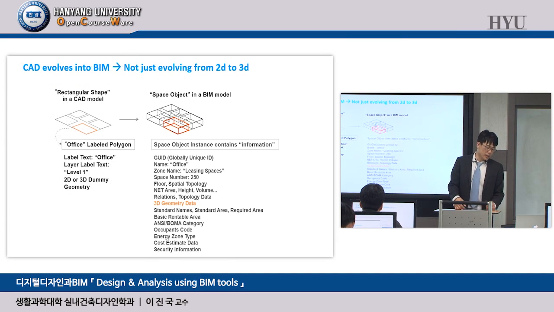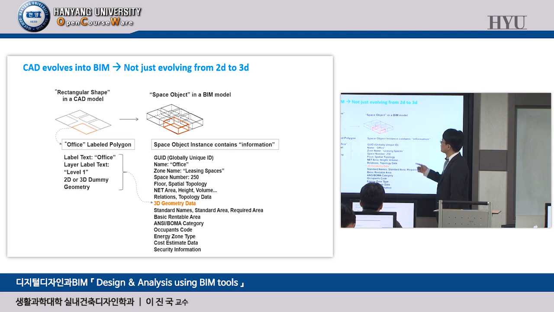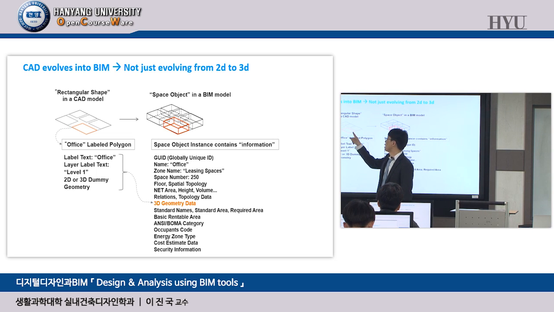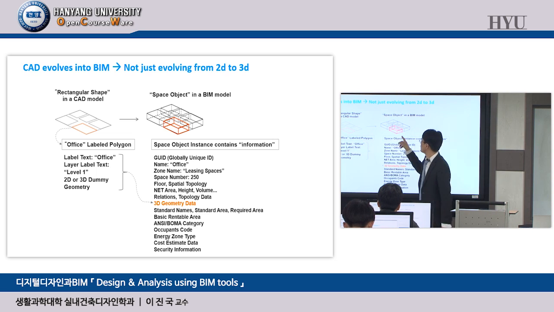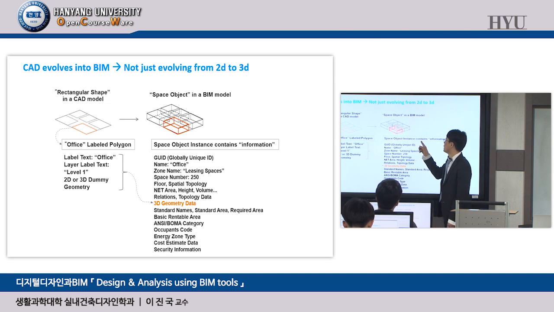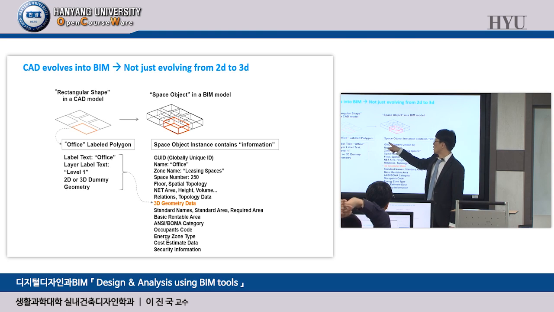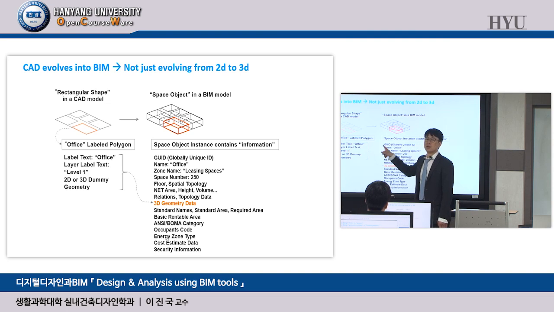So this diagram shows you that dramatic change in one single page. This shape is labeled office polygon, office rectangle geometry. But in Revit, this is a space object instance, which contains associated information. That associated information is associated properties, in other words, attributes. Okay?